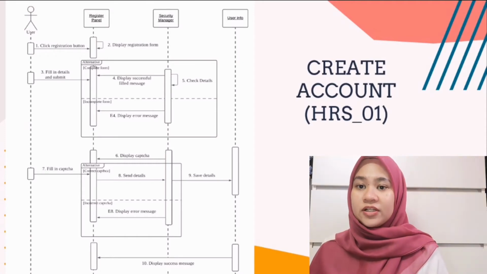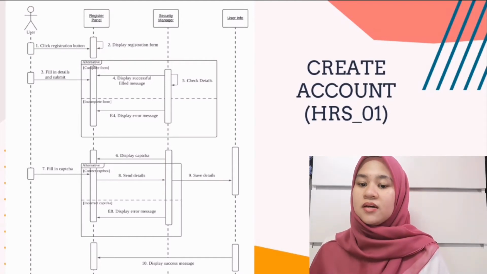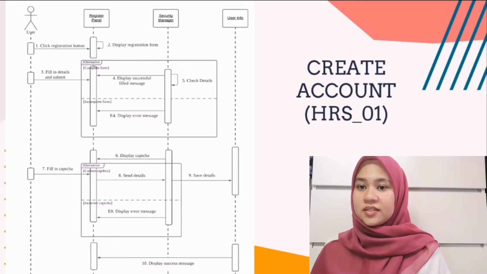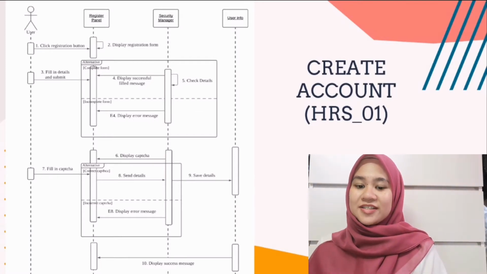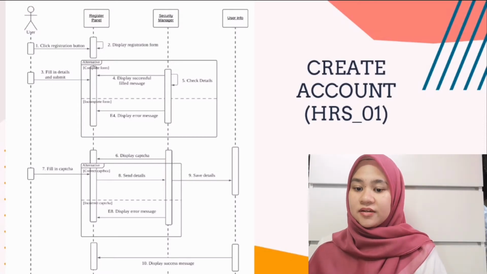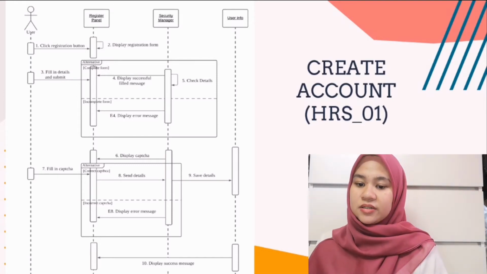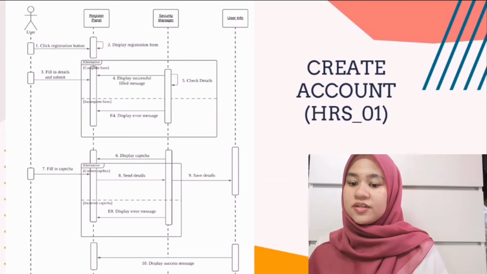The user needs to fill in the CAPTCHA. In the alternative flow, if the user enters the correct CAPTCHA, the register panel will send a message to the security manager to send the detail. But if the user fills in the incorrect CAPTCHA, it will return a display error message from the security manager to the register panel. For the correct CAPTCHA, the security manager will send a message to user info to save the detail.